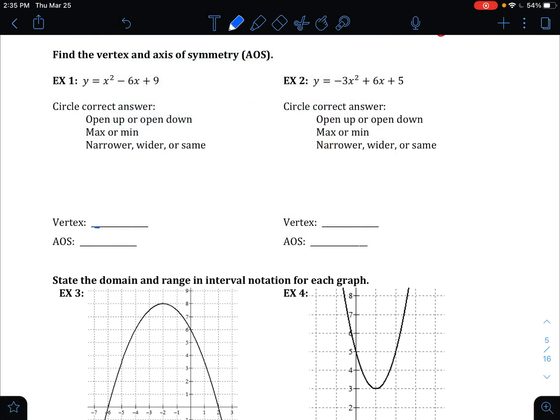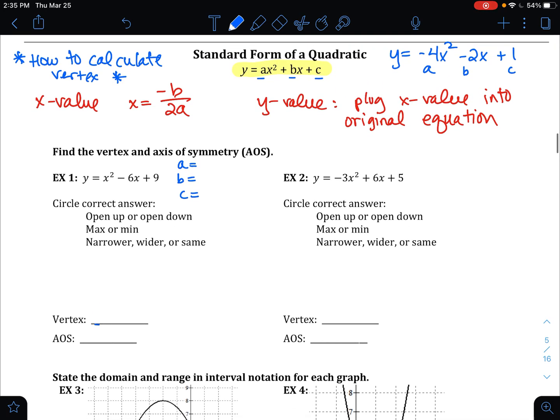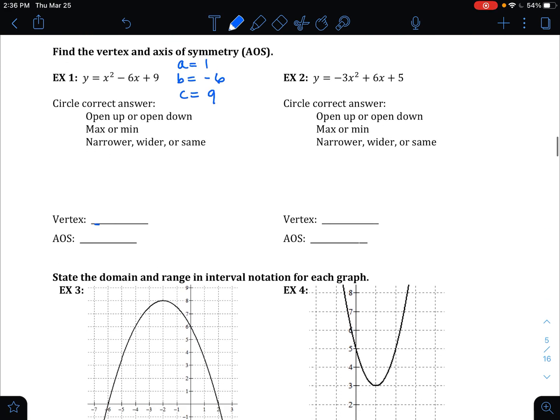Before we do the vertex and the axis of symmetry, let's review opening up or down, minimum, maximum, things like that. Let me actually back up a step. Let's first identify the a value, the b value, and the c value. Remember, the a value is in front of x squared, the b value is in front of x, and the c value doesn't have a variable. The number in front of x squared is 1, the number in front of x is negative 6, and the c value is 9.